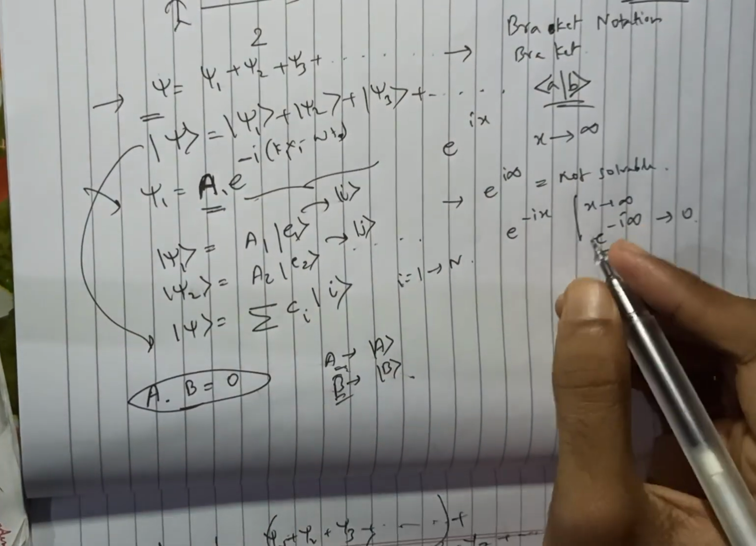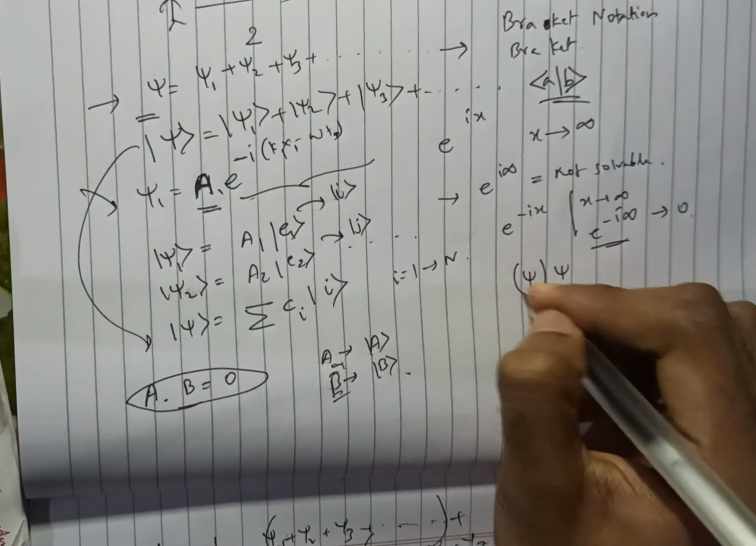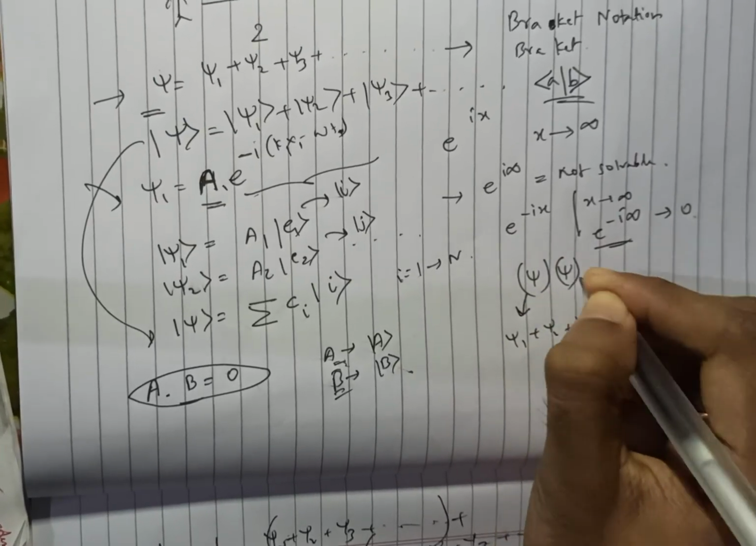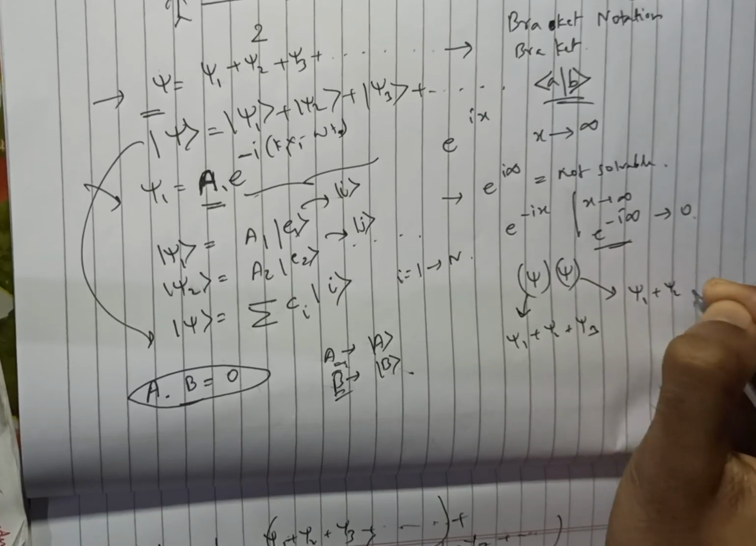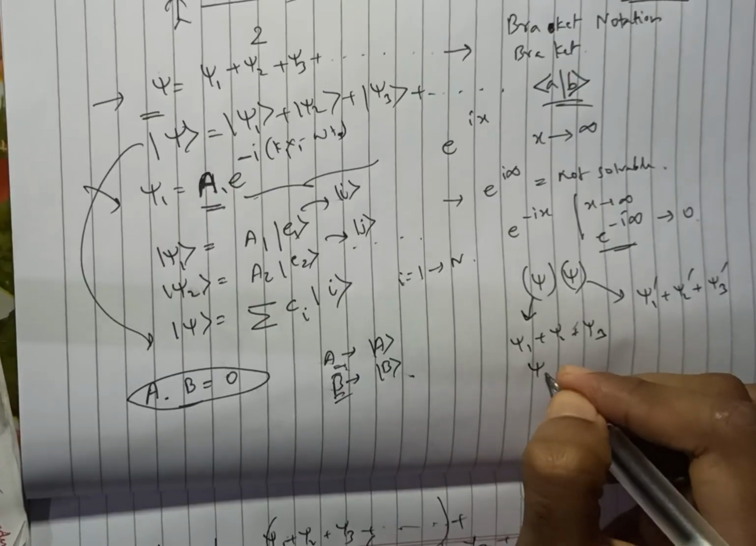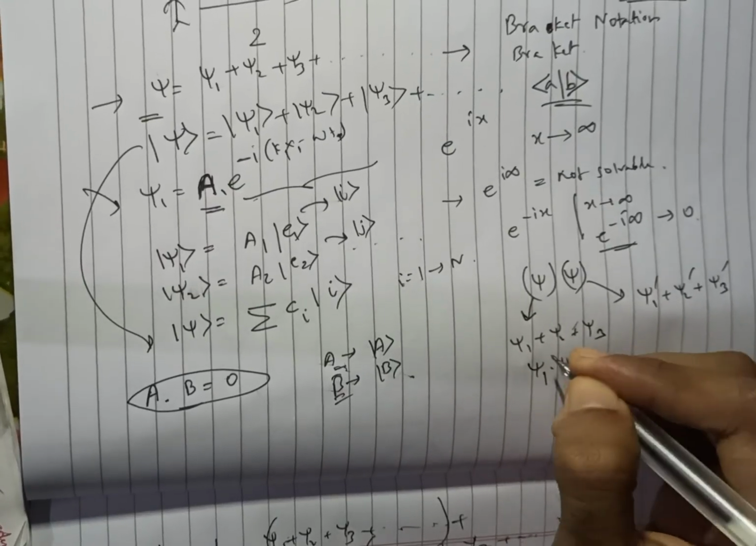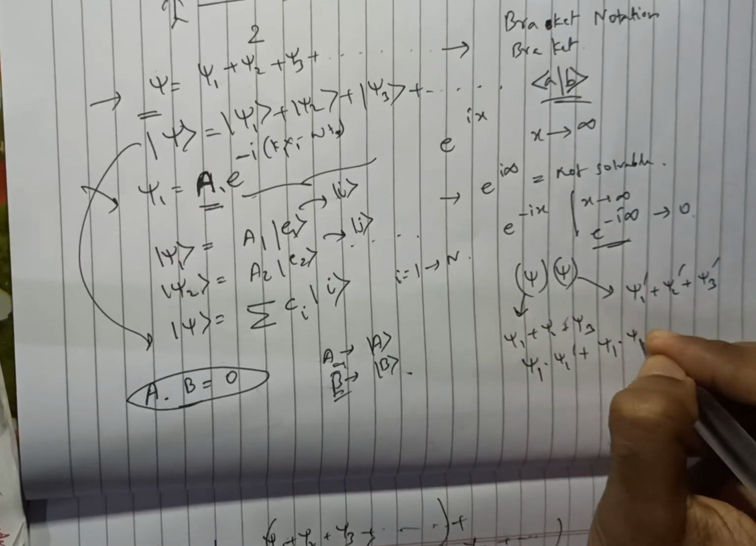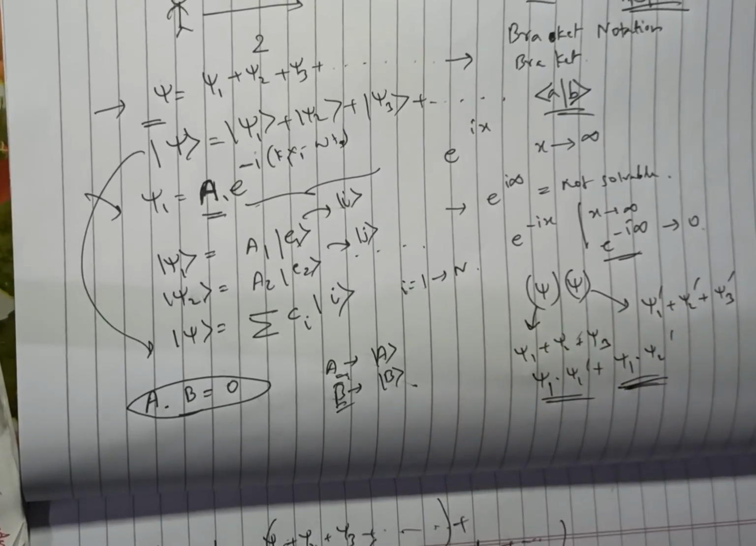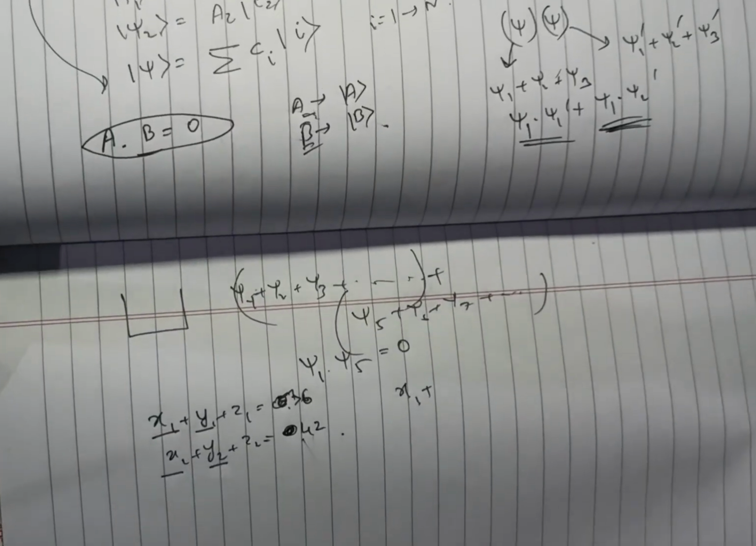Why multiplied with itself? Because when you are multiplying two psi, basically this psi is a combination of psi 1 plus psi 2 plus psi 3. This psi is also a combination of psi 1 plus psi 2 plus psi 3. Let us put a dash here. Now psi 1 multiplied by psi 1 dash plus psi 1 multiplied by psi 2 dash. So inner products come out along with the self products, that means the products with itself, just in another form.